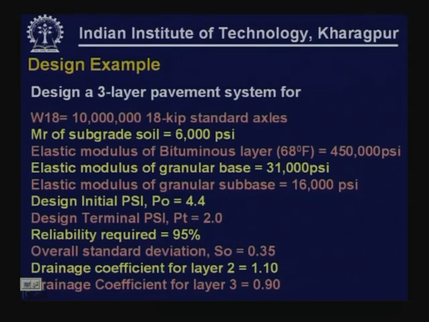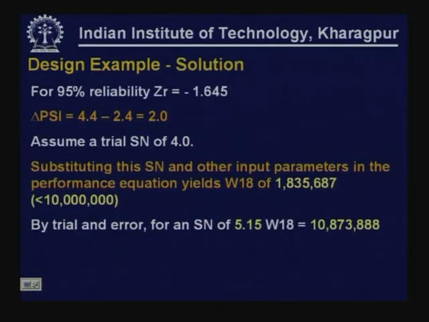Elastic modulus value of granular base is 31,000. Sub base 16,000. Design initial PSI is 4.4. Design terminal PSI is 2. Reliability required is 95%. Overall standard deviation is 0.35. Drainage coefficient for layer 2 is 1.1. Drainage coefficient for layer 3 is 0.90. For 95% reliability, ZR value is minus 1.645.